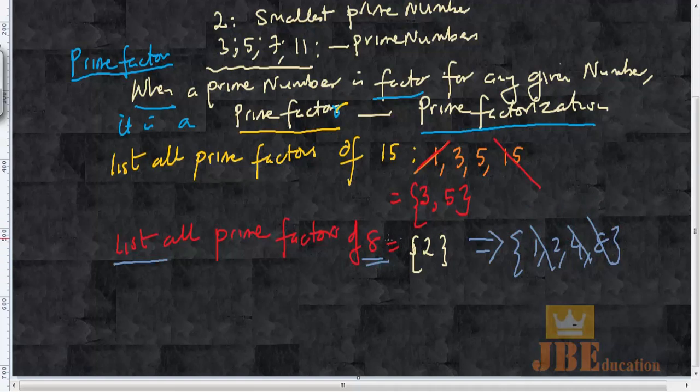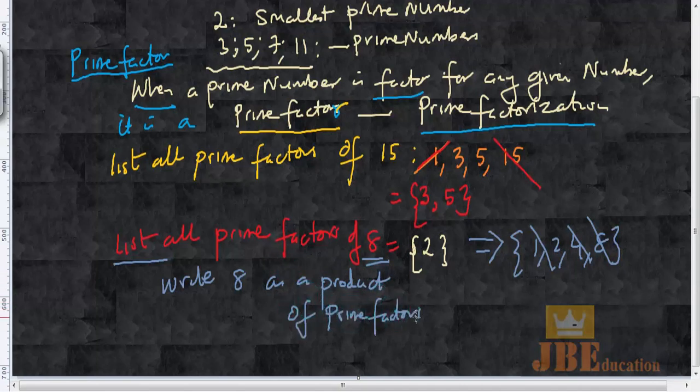Of course, if you are asked to write the number 8 as a product of prime factors, if this was the question, then you have to only use the number 2. So this would be the solution. I hope you understood the concept of prime factors. I can give other examples for prime factors.